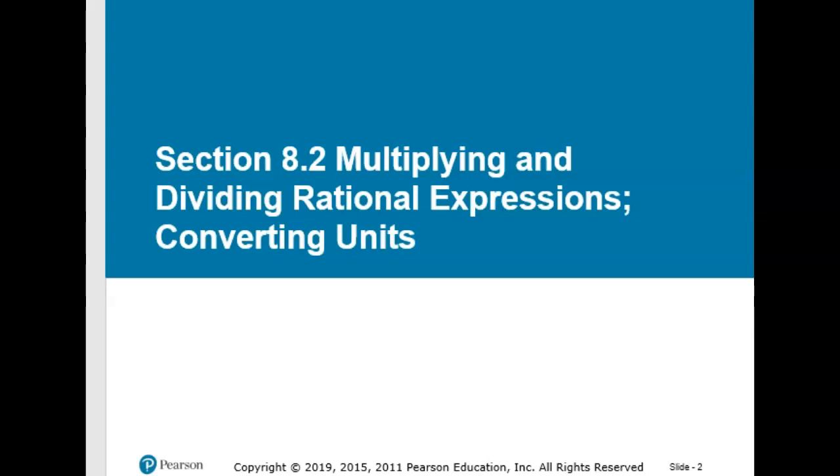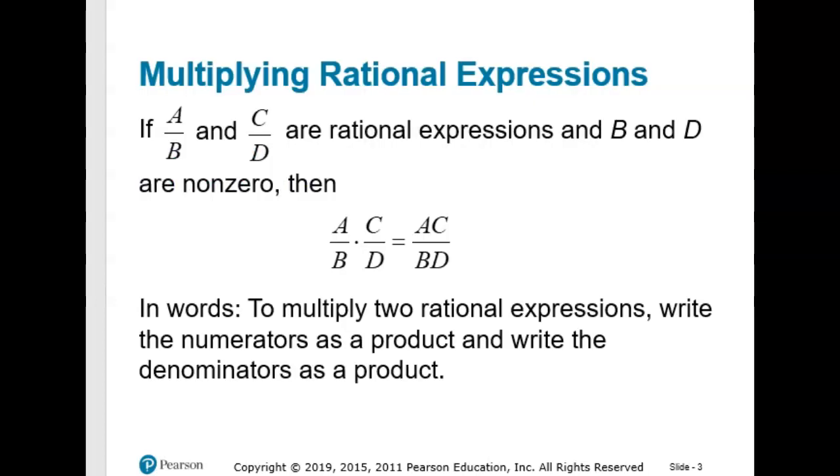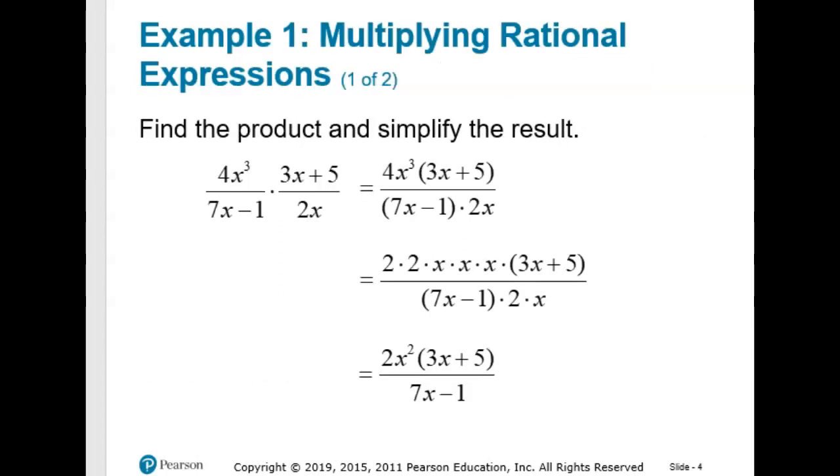Guys, Chapter 8, Section 8.2 is about multiplying and dividing rational expressions, and then at the end we'll talk about converting units. So at the beginning, we are going to refresh our memories that when we are multiplying fractions, we simply multiply the numerators and then we multiply the denominators. And that is true whether you're doing 1/2 times 3/4 or you're using expressions that have variables.